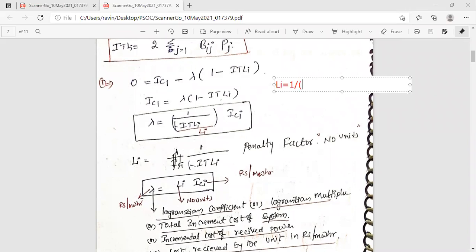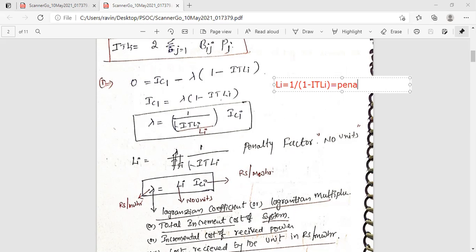One divided by 1 minus incremental transmission loss. Incremental transmission loss, that is ITL. Also, your penalty factor always depends on this. This is your penalty factor.